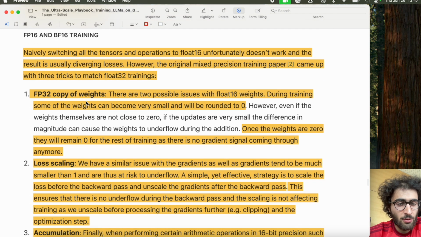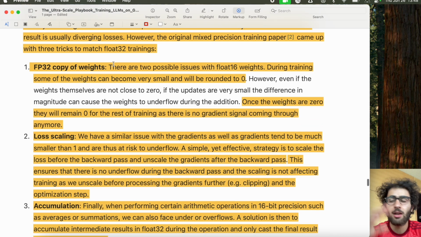When it comes to 2-byte training, naively switching all the tensors and operations to float16 doesn't work, and the result is usually diverging losses. However, the original mixed precision training paper came up with 3 tricks to match float32 training stability. The first one is a floating point 32 copy of weights. So there are 2 possible issues with float16 weights.